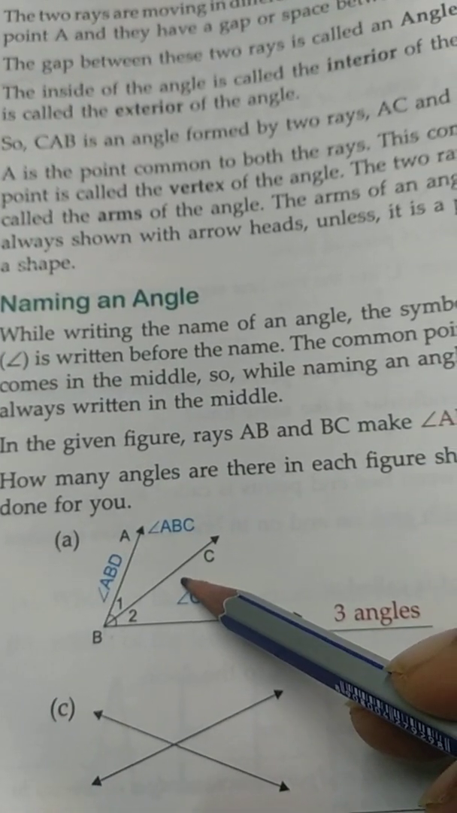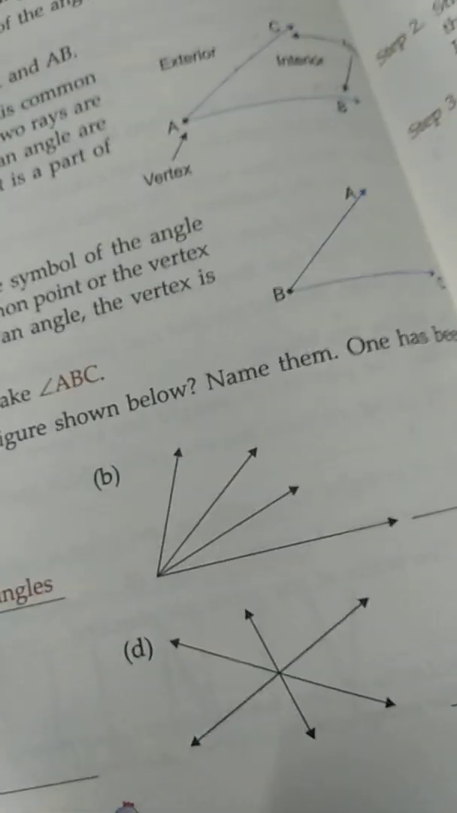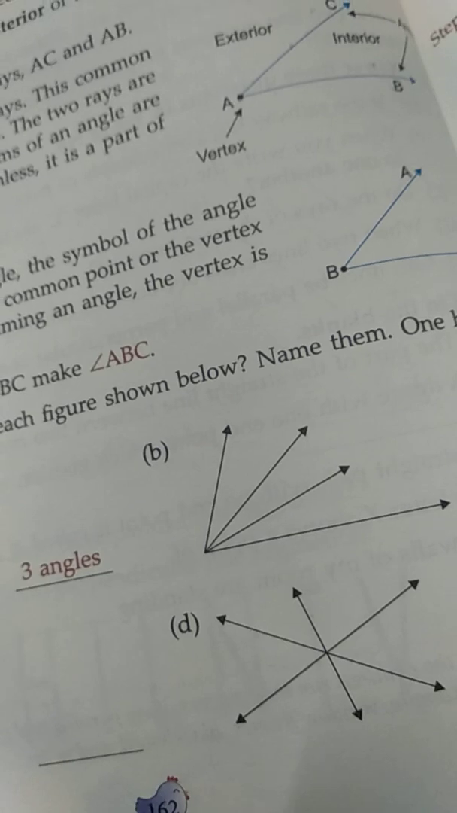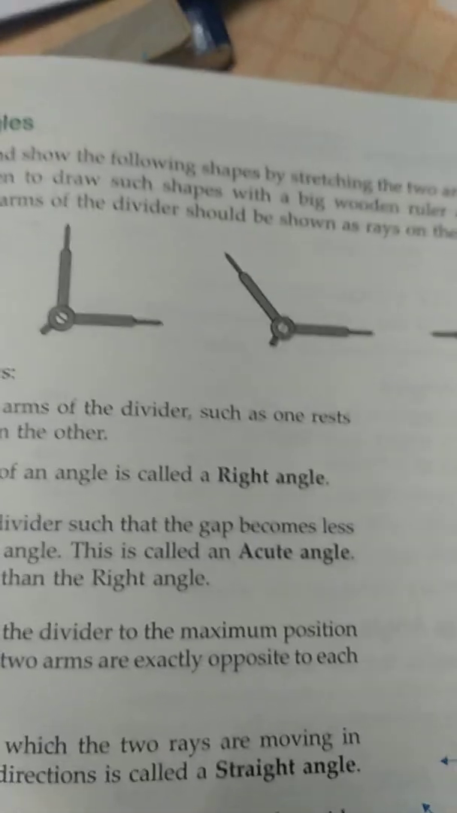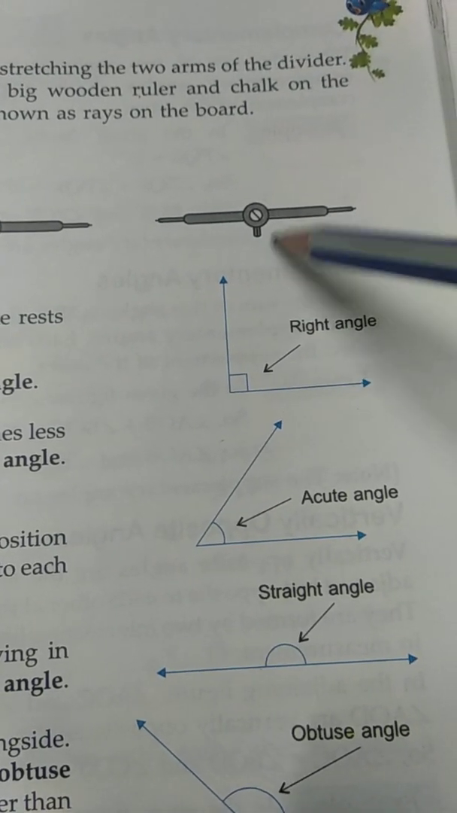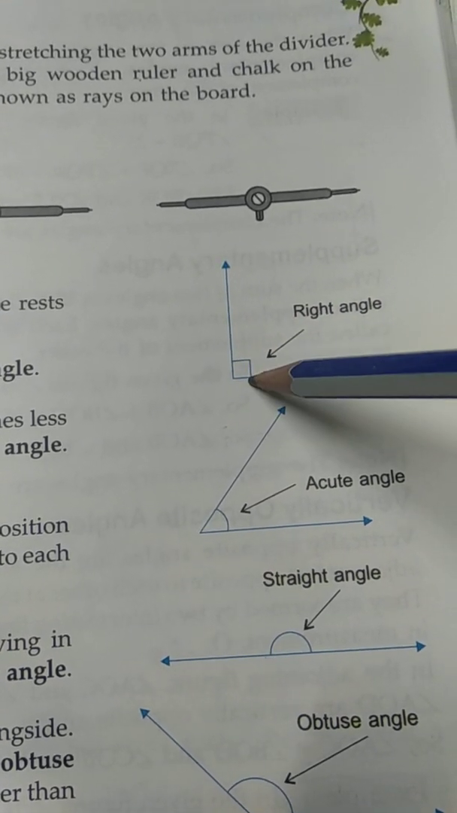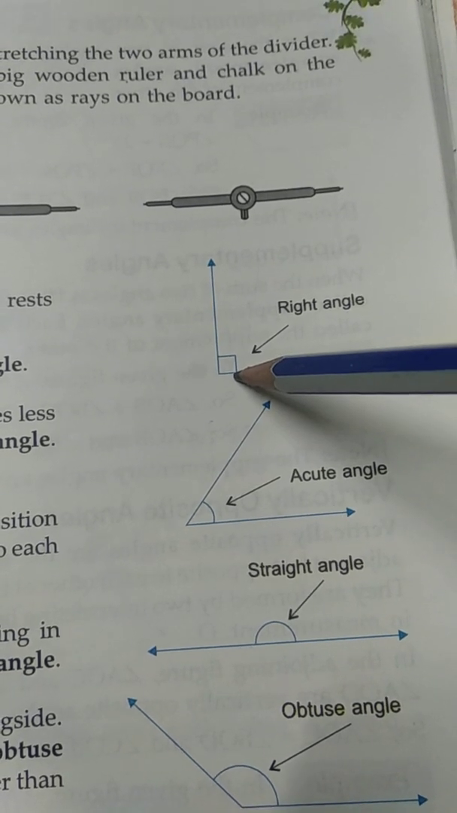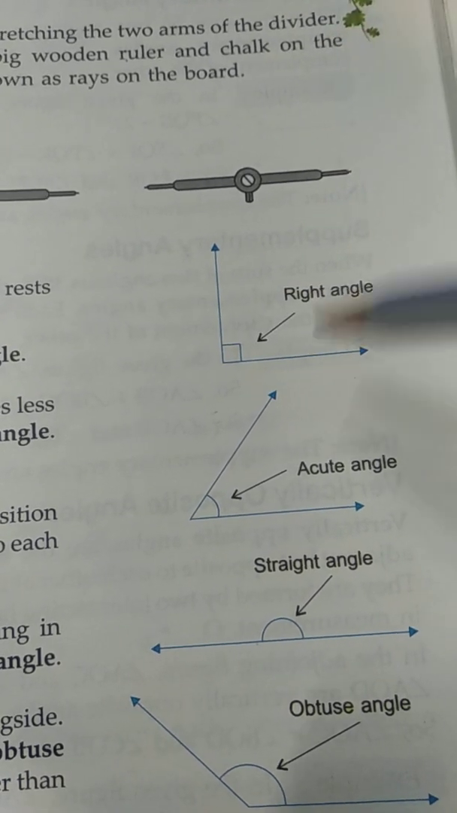How many angles are there in each figure shown below? Name them. For this we have to first learn what types of angles there are. So let's start and learn about the types of angles. When one straight line goes to the side and the other stands straight on it, it forms a right angle. It is 90 degrees. A right angle is always 90 degrees.